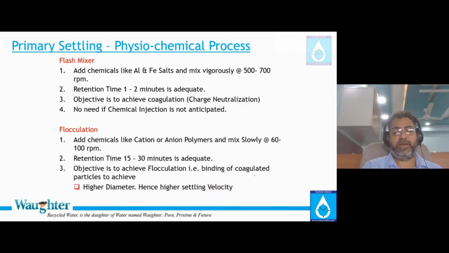You achieve what? Higher diameter, hence high settling velocity. Denser flocks, therefore higher specific gravity. So both the aims should be clear.